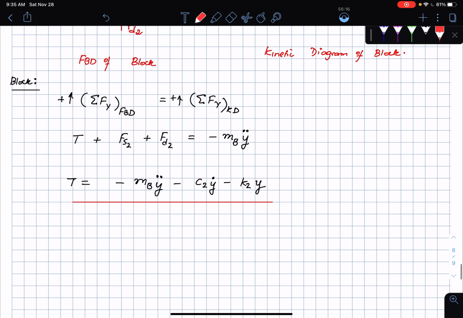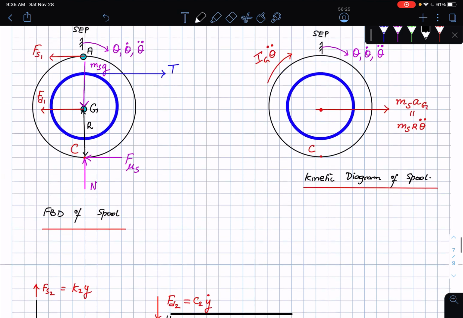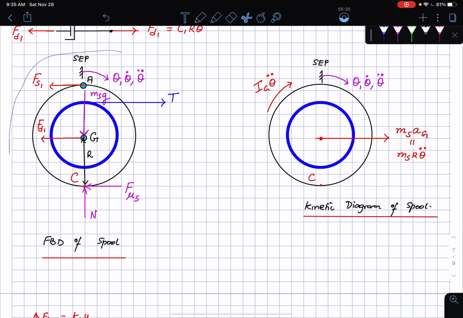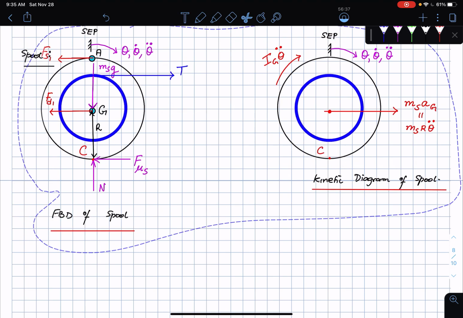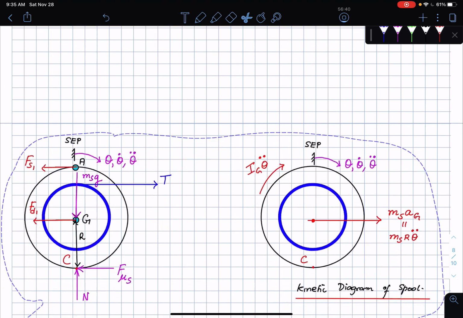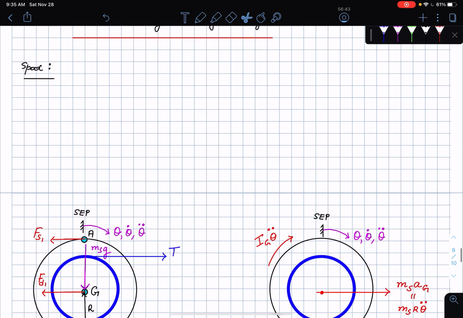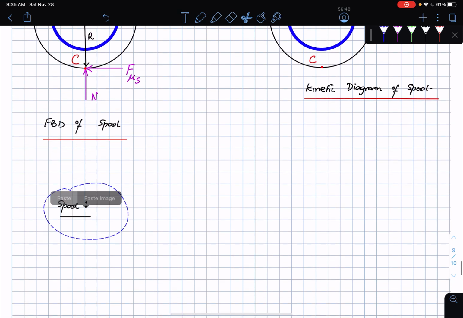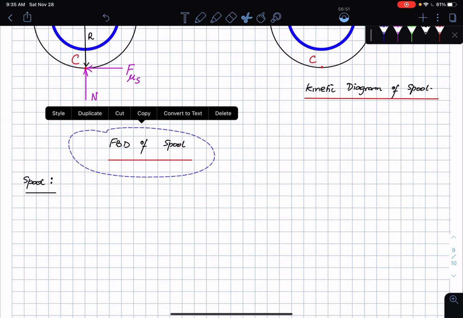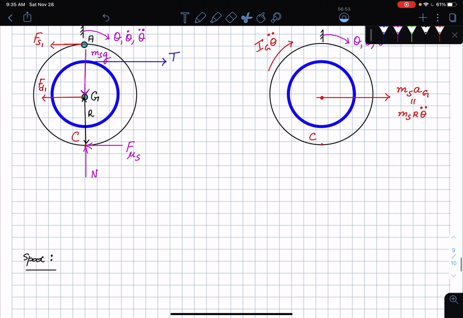Then I go to the spool. You know the basic idea for doing this. What do I do in the spool? I'm going to bring the free body and the kinetic diagrams, so let's take this and bring it down here. I guess let me go to the next page, if that makes better sense. Let's take this off and bring it down here, and I'm going to clean this up. You obviously know this is the free body diagram, and we know this is the kinetic diagram.